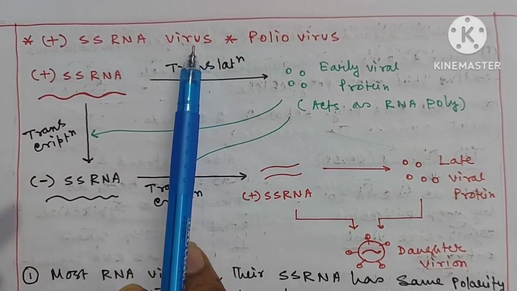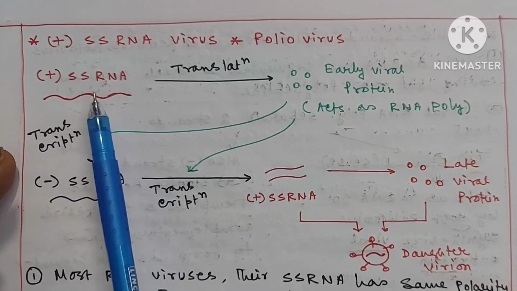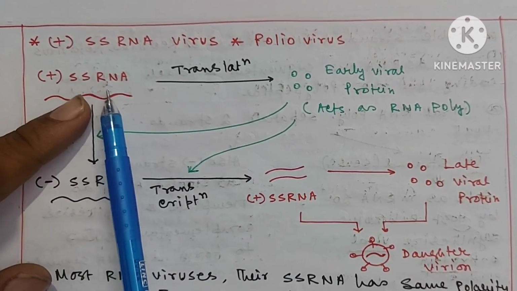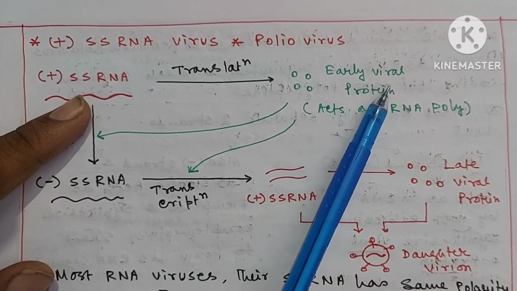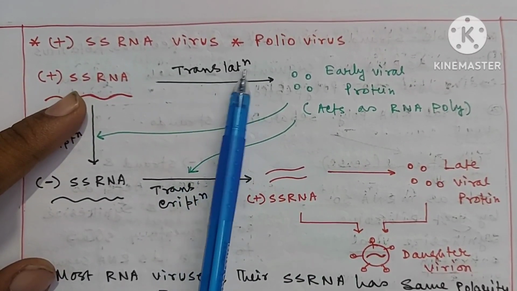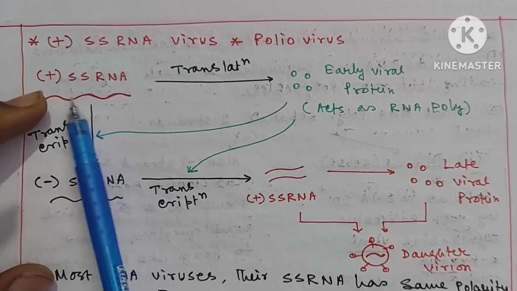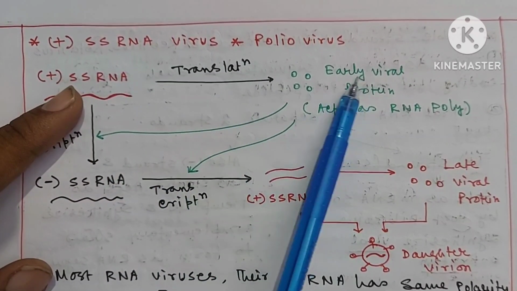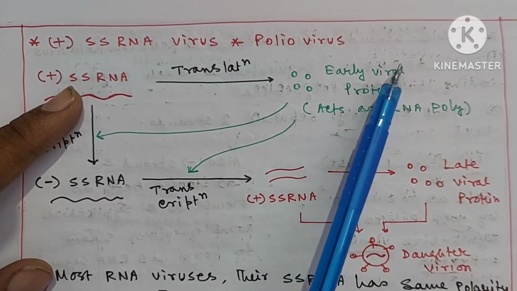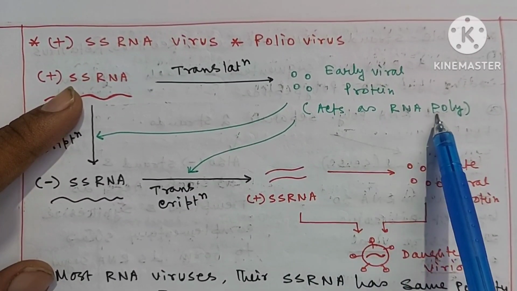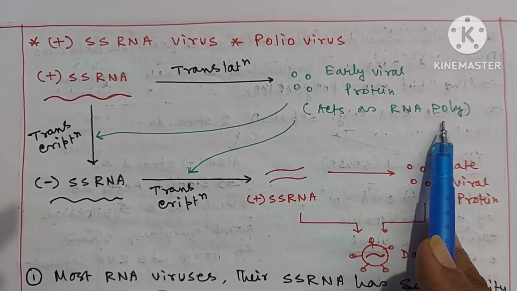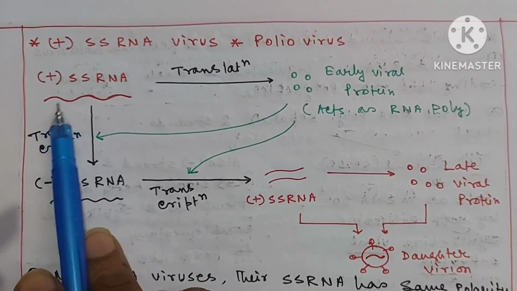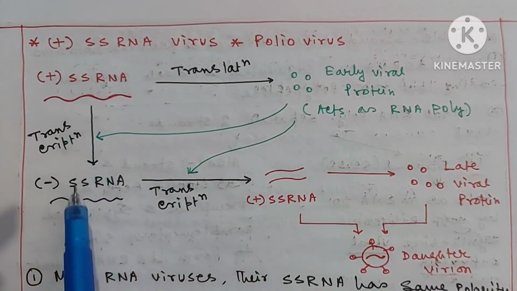Now plus ssRNA. We know that plus ssRNA directly acts as mRNA, and from this plus ssRNA protein can be produced directly by translation. So this plus ssRNA first undergoes translation, producing the early viral protein, and this early viral protein acts as RNA polymerase. From this plus ssRNA the minus ssRNA is synthesized. This plus ssRNA and this minus ssRNA are complementary.